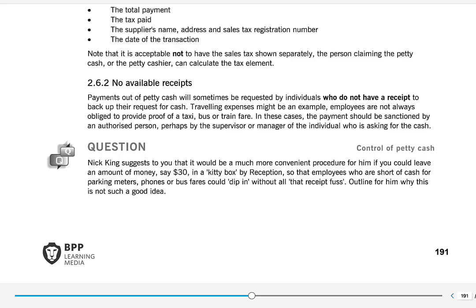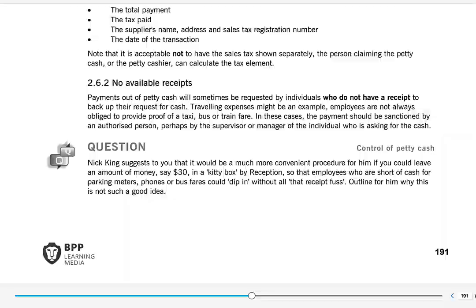Then the question asks you to do one thing. You must explain to Nick King why this is not a good idea. So this is not a calculation question. This is a control question. It tests your understanding of safety, authorization, and evidence in petty cash. Your job is to say, no, we should not do this, and then give strong reasons.